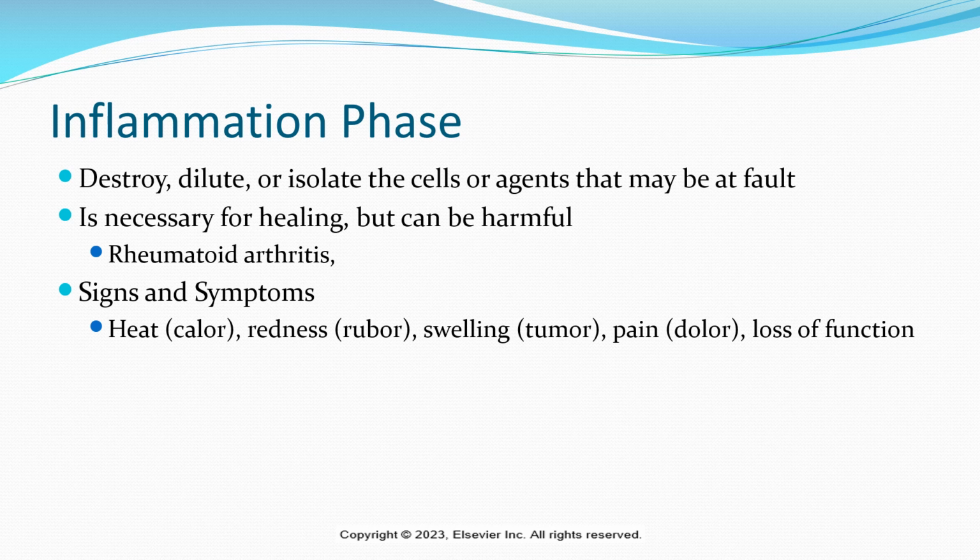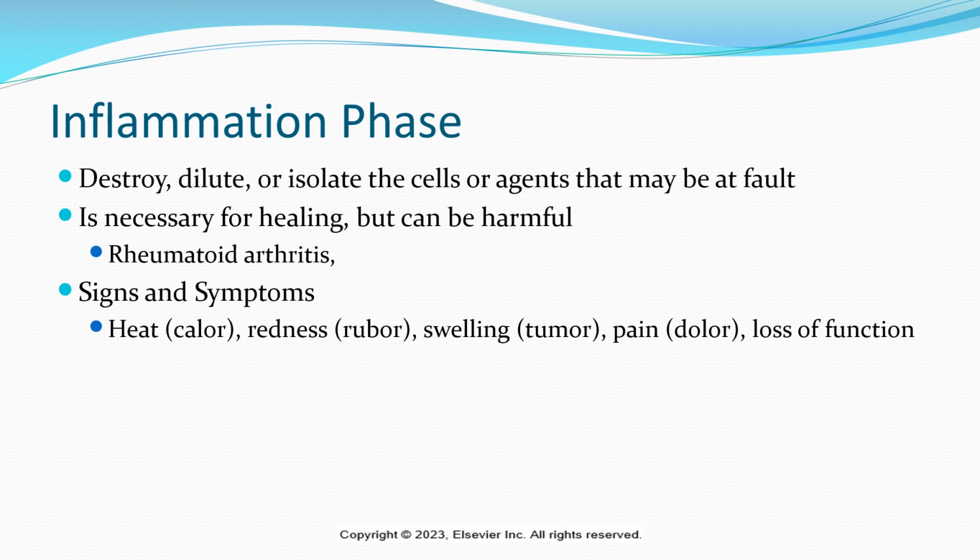So rheumatoid arthritis being one of them, diabetes Type 1 would be another. Systemic lupus, Graves' disease, aka hyperthyroidism. Those are all ones that can be harmful, right? That's a chronic type of inflammation in the body that is not there to just promote tissue healing.